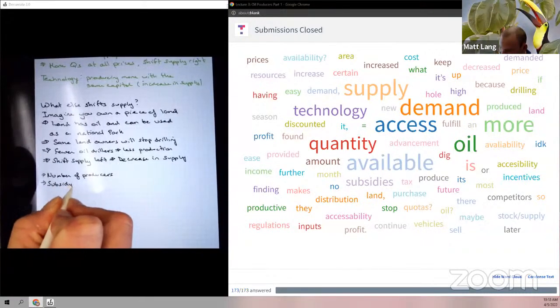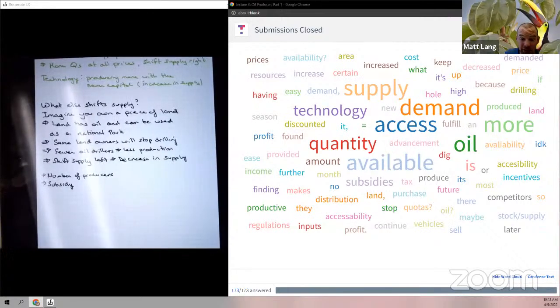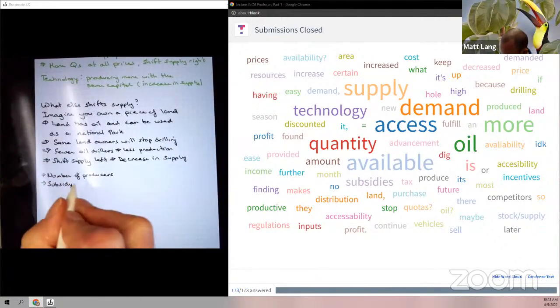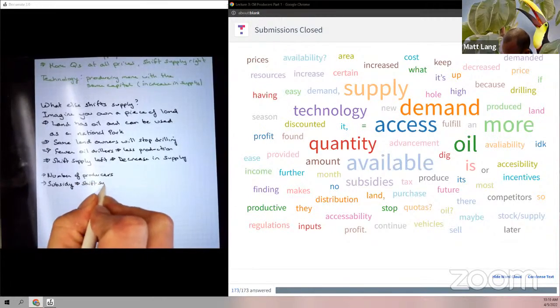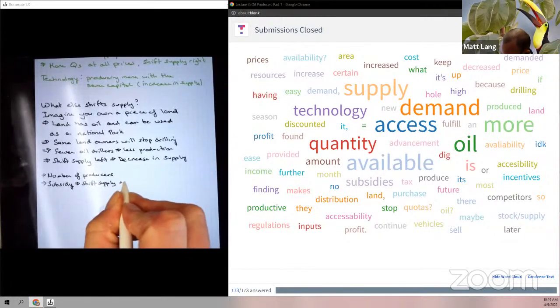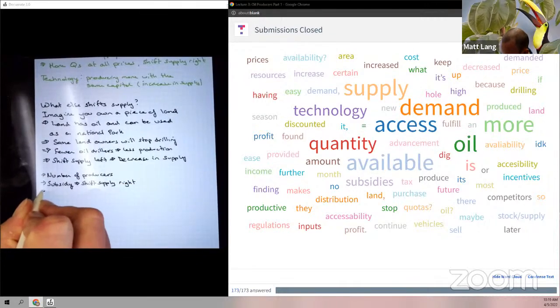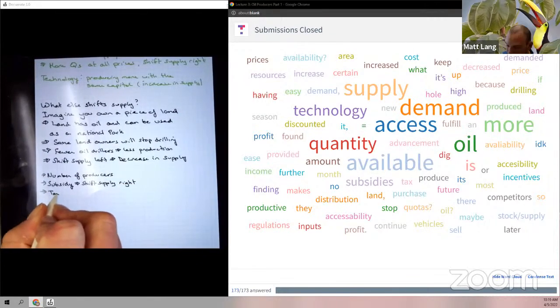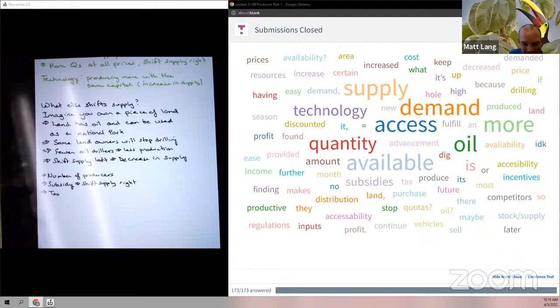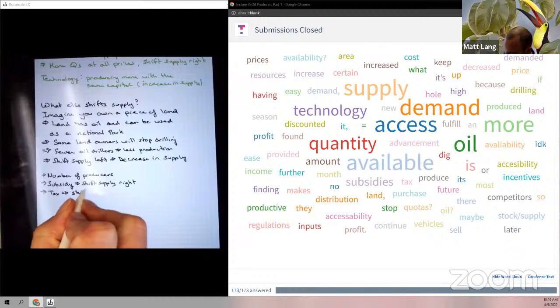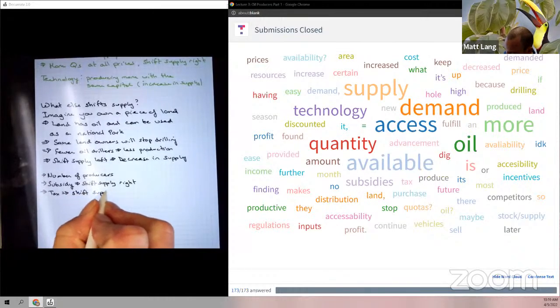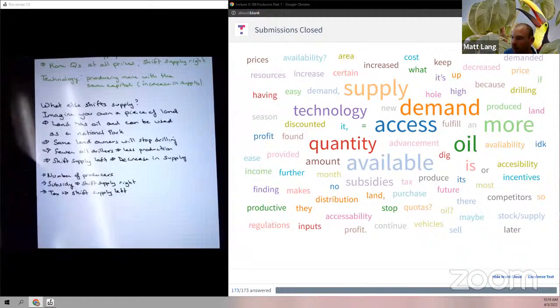What's a subsidy? Again, a subsidy is essentially paying people to drill more. So what is this going to do? A subsidy will shift supply to the right. What about a tax? What if we don't like this oil drilling and we impose this tax on firms? This will shift supply left. We've got regulations on there. Regulation can go either direction.